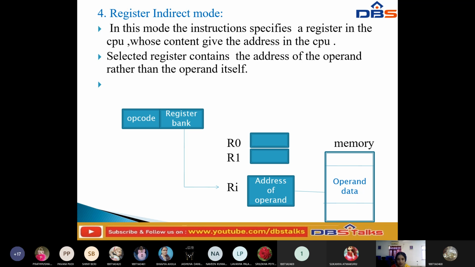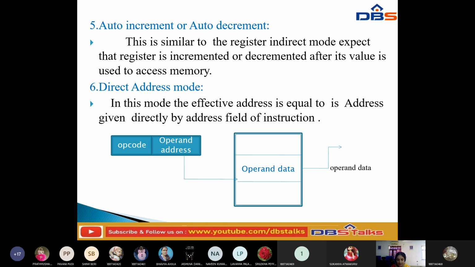Next, coming to auto increment and auto decrement. This is similar to the register indirect mode, except that the register is incremented or decremented after or before its value is used to access memory. When the address is stored in the register, it refers to a table of data in memory, so it is necessary to increment or decrement the register after every access to the table.